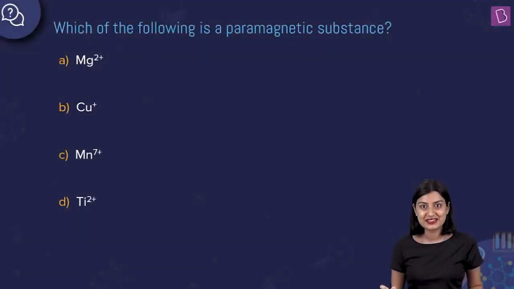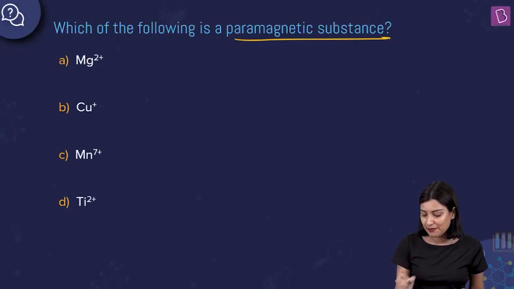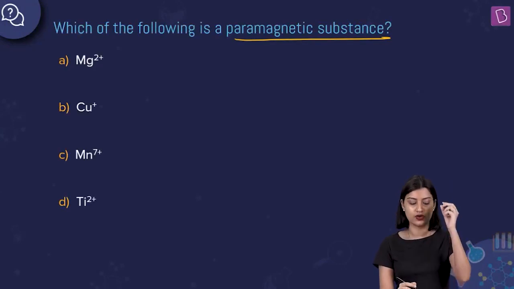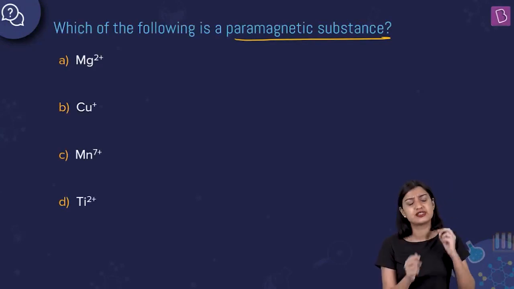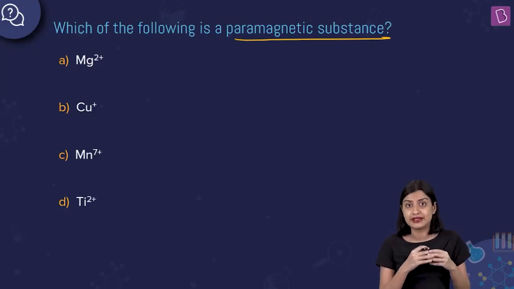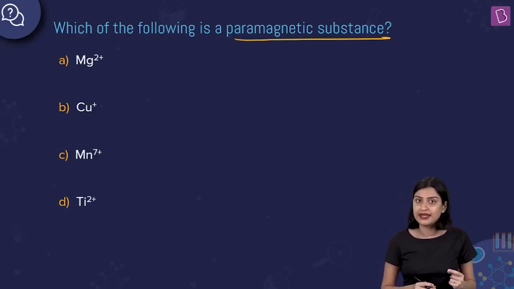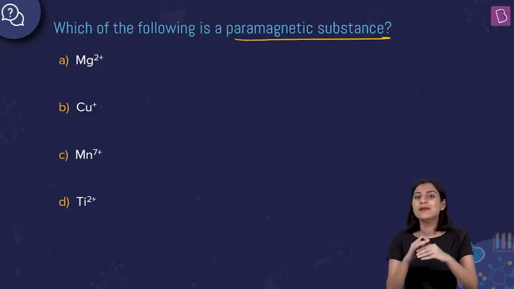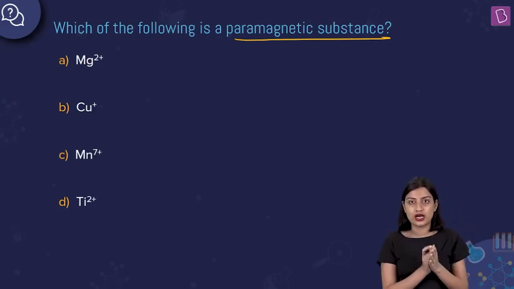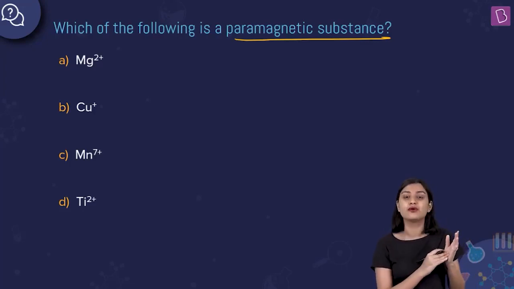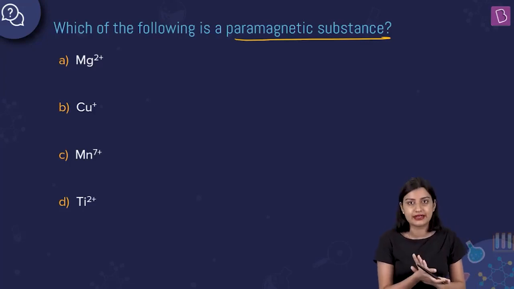Here they're asking which of the following is a paramagnetic substance. Very quickly, what is the idea of a paramagnetic substance? Basically, a substance or any given ion, species, whatever it is, will show paramagnetic behavior if you have the presence of an unpaired electron. Not just one, but any number of unpaired electrons are going to contribute to the presence of the paramagnetic behavior. So the more your number of unpaired electrons, the more will be the paramagnetic behavior.